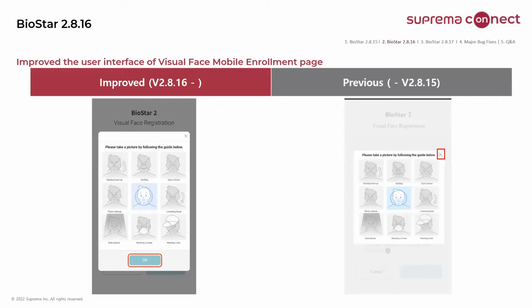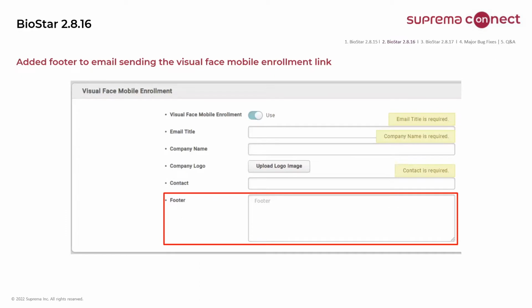Second, we have improved the user interface of the Visual Face mobile enrollment page. Can you catch the difference from the previous version on the right? Third, there is a field to add a footer to the email when sending the Visual Face mobile enrollment link. Customers who need to provide instructions or additional information along with a link can fill out the footer box.